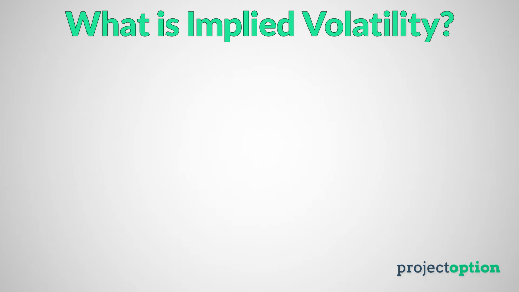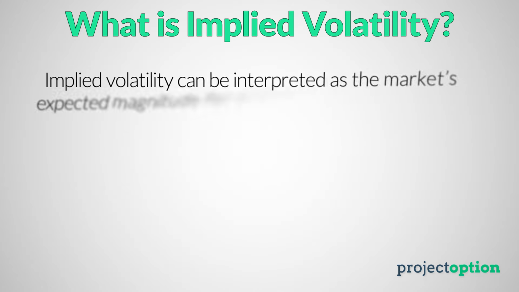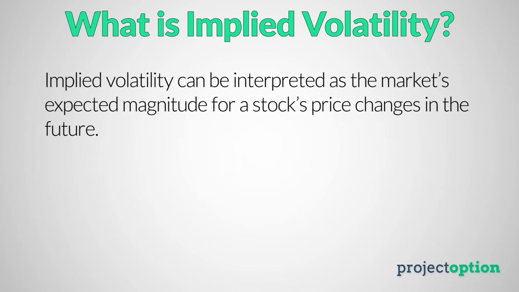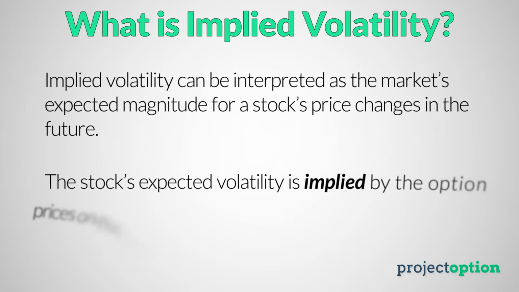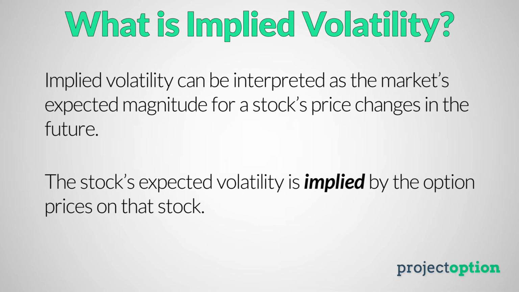So let's get started. First and foremost, what exactly is implied volatility? In the simplest terms possible, implied volatility represents the market's expected magnitude for a stock's future price movements. Implied volatility stems from a stock's option prices, which are implying how much volatility is expected from that stock going into the future. Let's look at a couple of examples of some real option prices on stocks from historical dates so I can demonstrate to you exactly what I mean by the option prices implying future volatility in that stock.